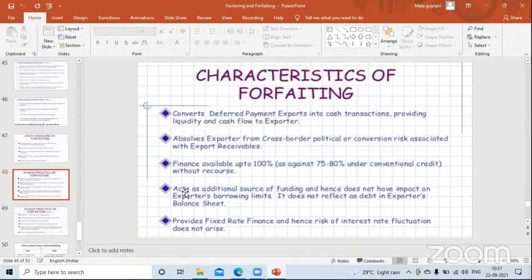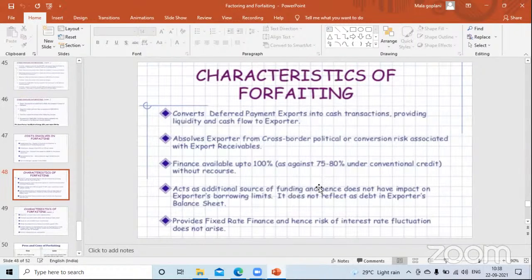Okay. Next, it acts as an additional source of funding. Now, it is an additional source of funding. If you are not transacting, how will you have bills? If you don't have bills, how will you sell them to the forfeiter? So it is an additional source of funding. Funds come from these sources, no? So it is one more source where I can gain cash, gain liquidity in the company.